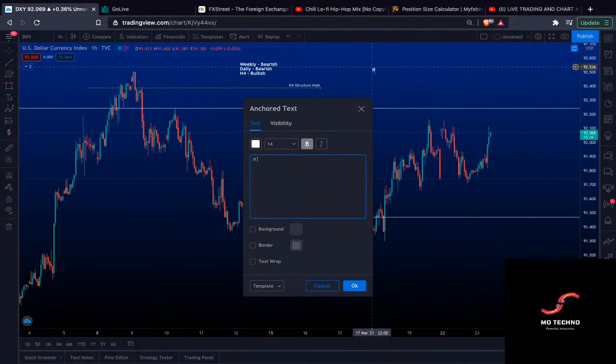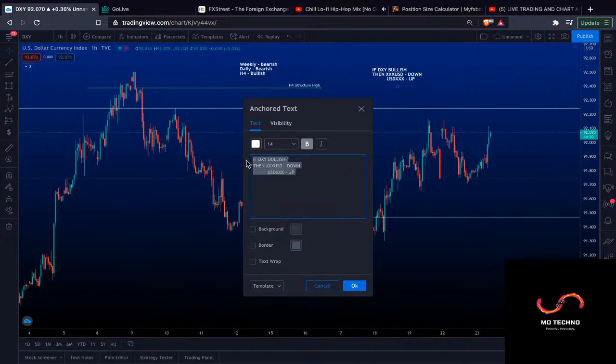If DXY is bullish, then XXX USD goes down and USD XXX will go up.